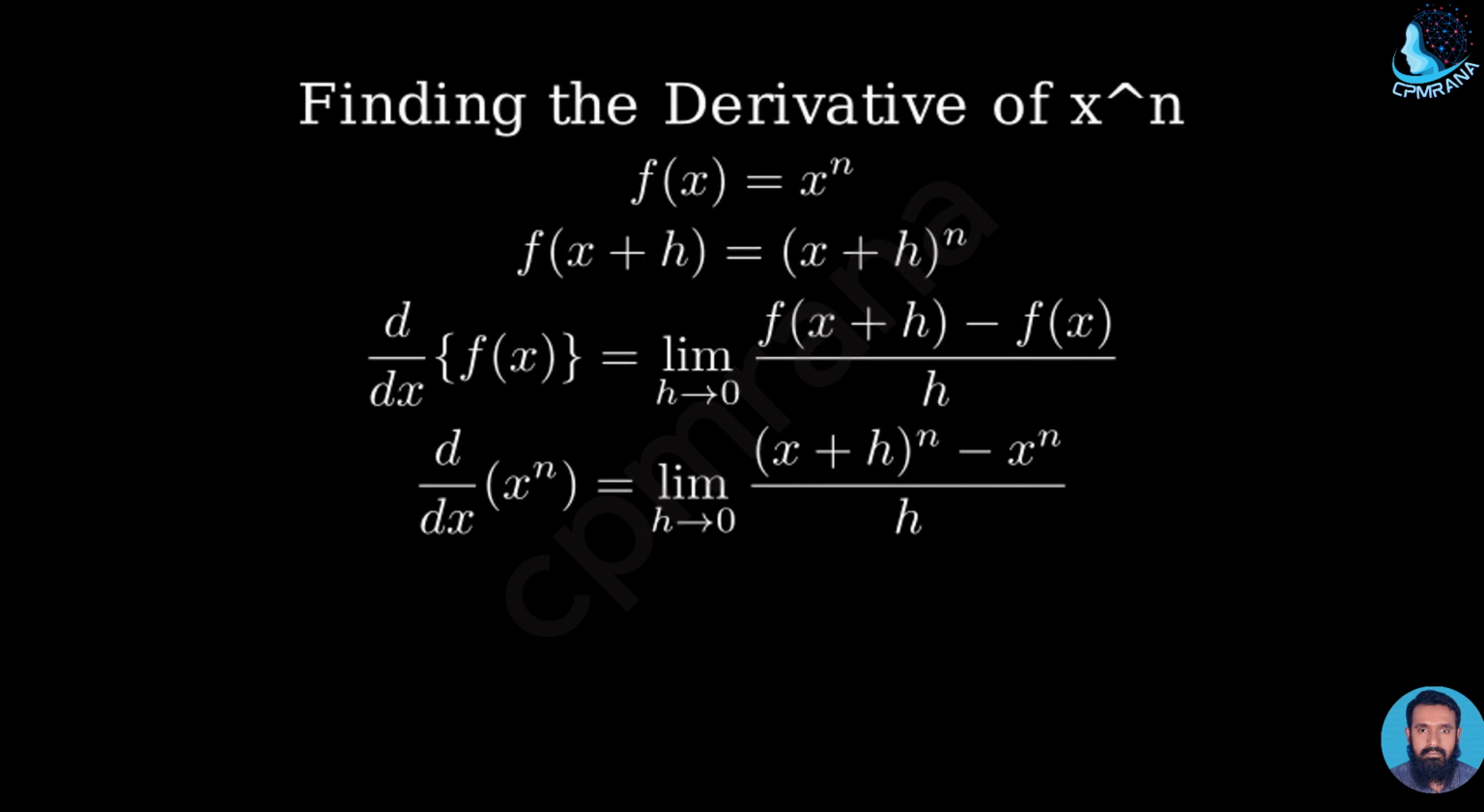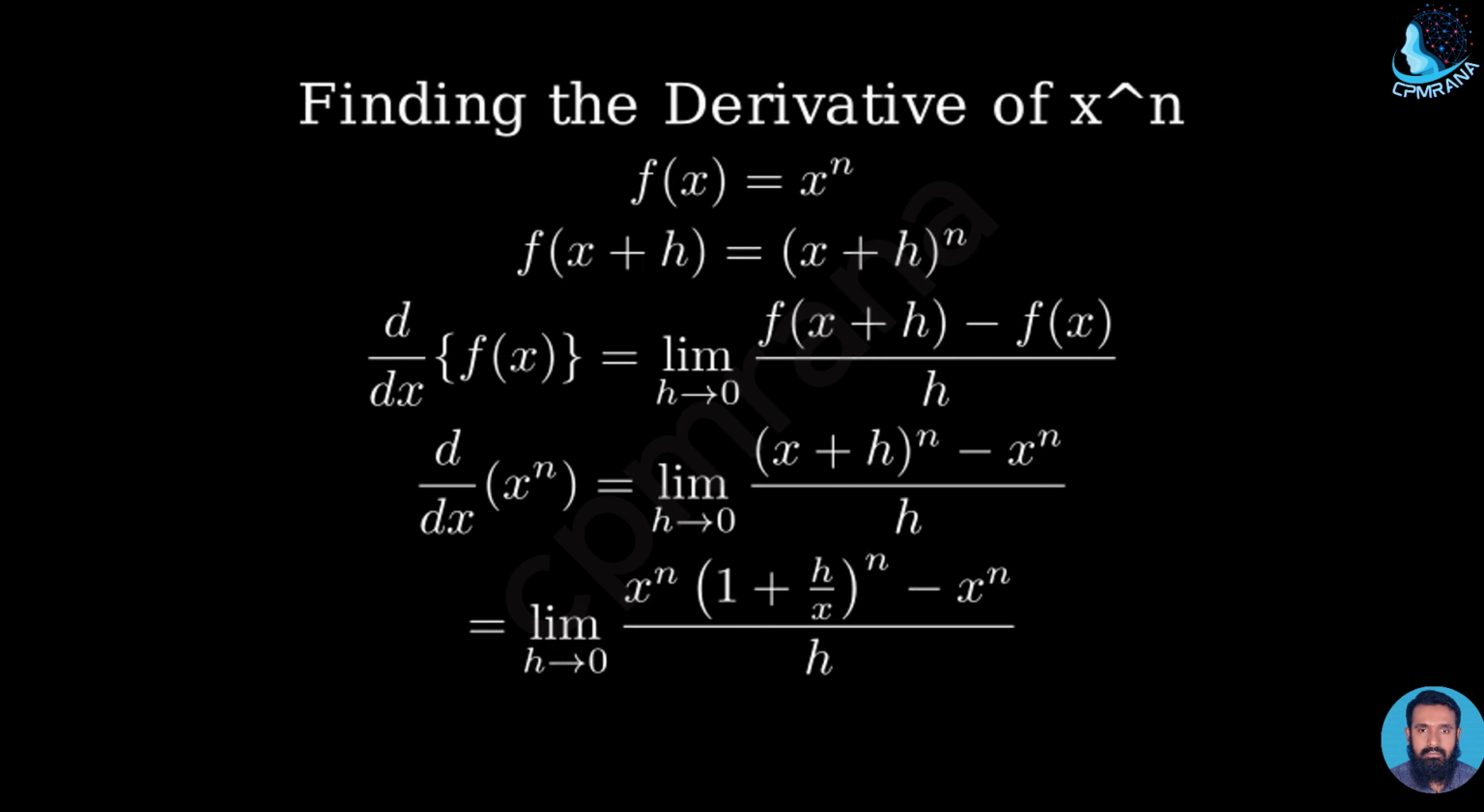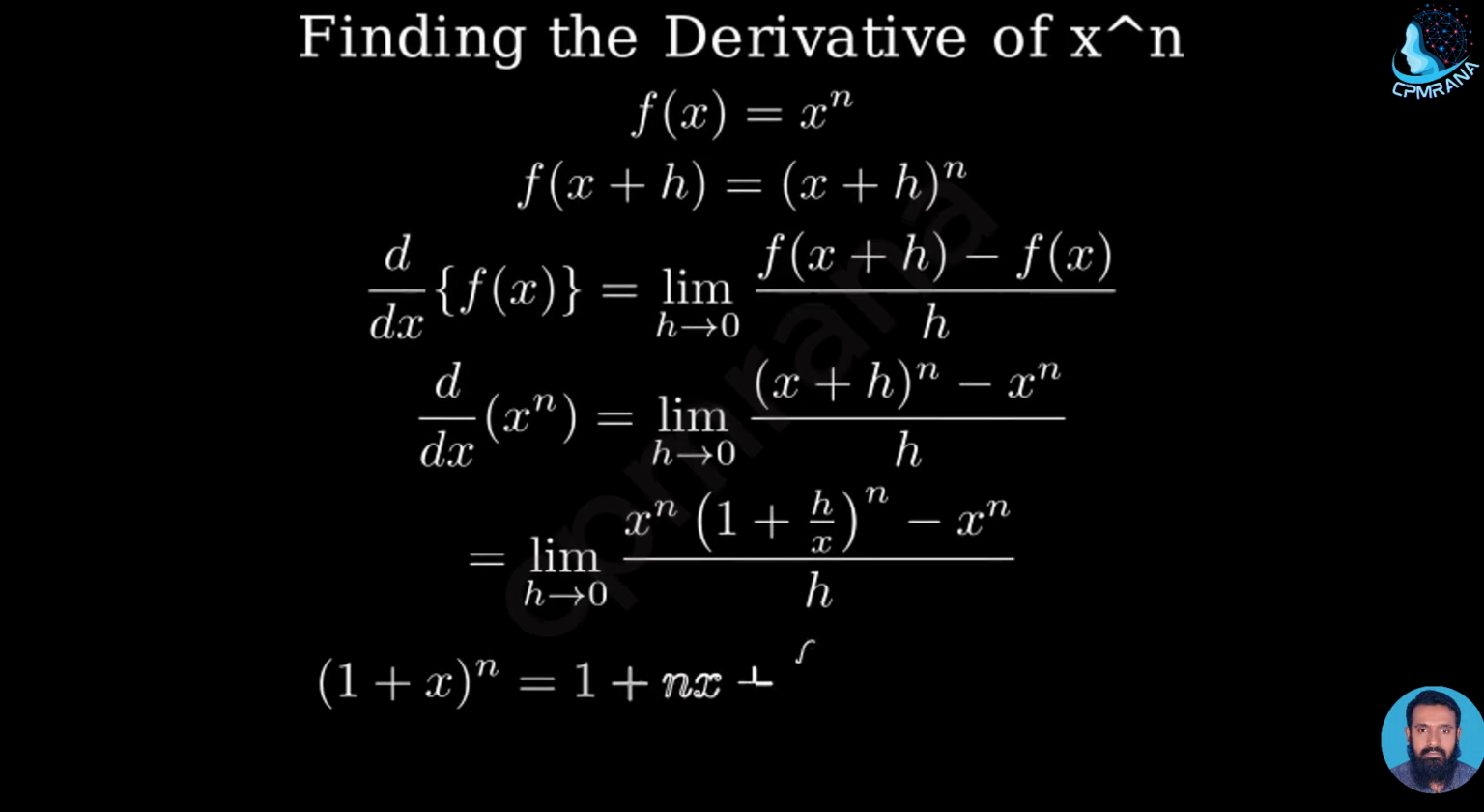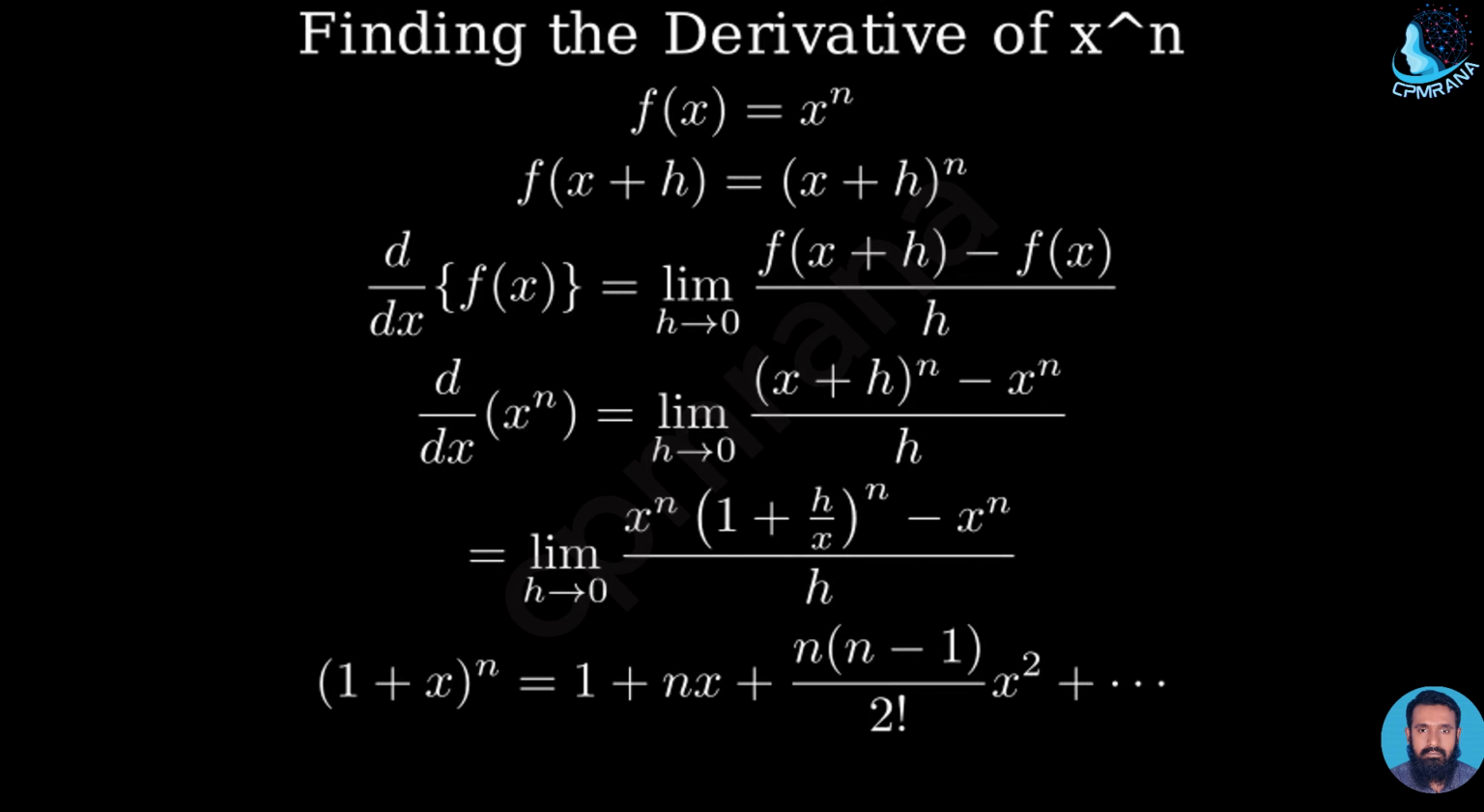Here's where we use a clever algebraic trick. We can factor out x to the n from the numerator by writing x plus h as x times (1 plus h over x), to the power n, minus x to the n. Now, we can use the binomial theorem to expand (1 plus h over x) to the n. The binomial theorem tells us that (1 plus x) to the n equals 1 plus nx plus n times (n minus 1) over 2 factorial times x squared, plus higher order terms.